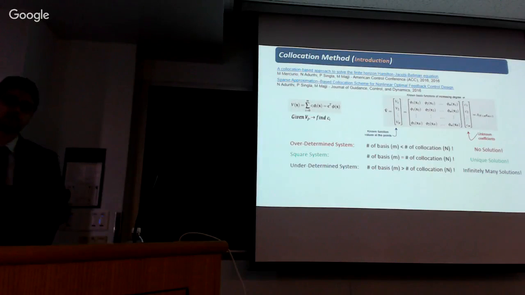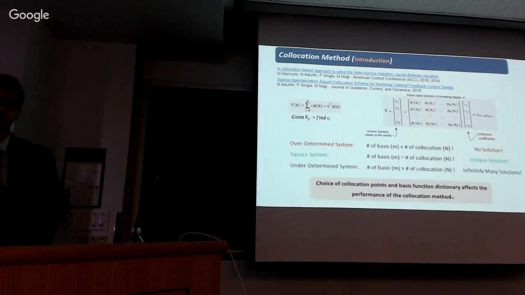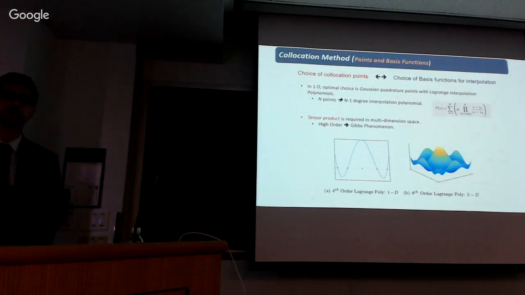So choosing the basis functions and collocation points affects the performance of this method. Choosing the collocation points and basis functions are related to each other. In one dimension, the most optimal choice is choosing Gaussian quadrature points and using the Lagrange interpolation polynomial. If I have n collocation points in one dimension, I will have an n-1 degree Lagrange interpolation polynomial.